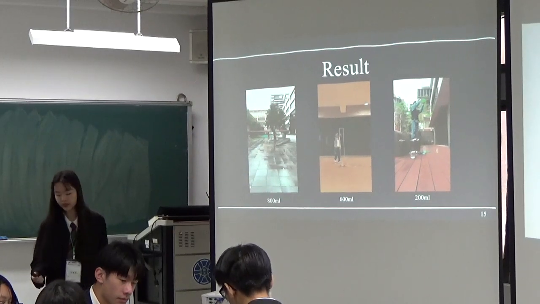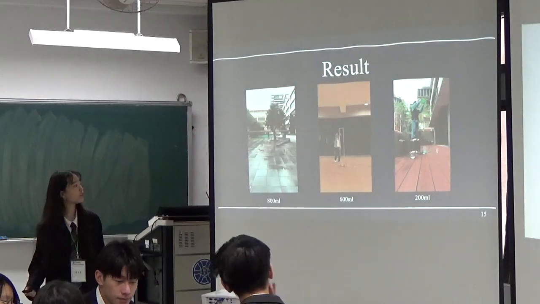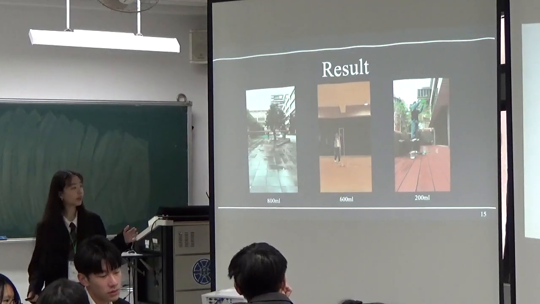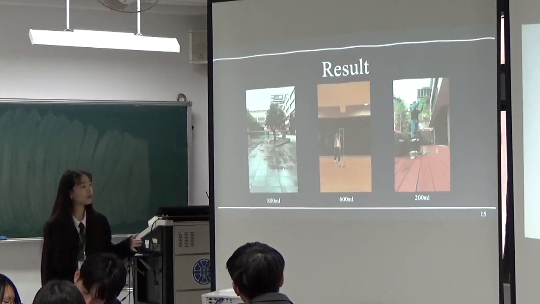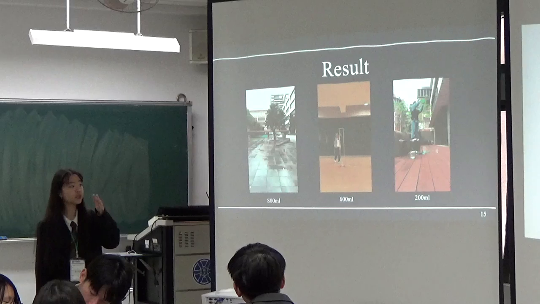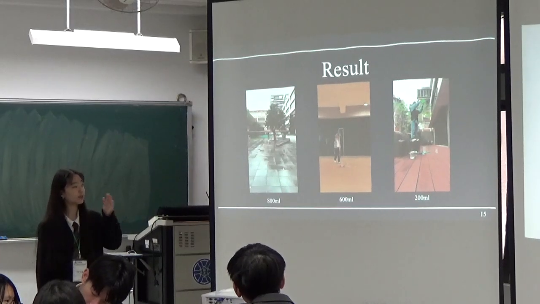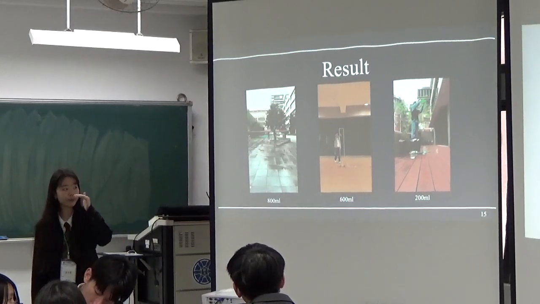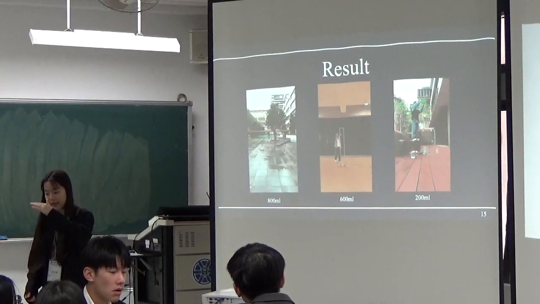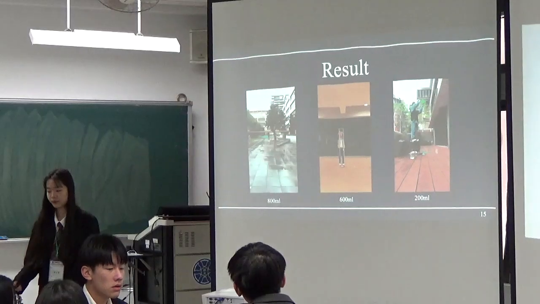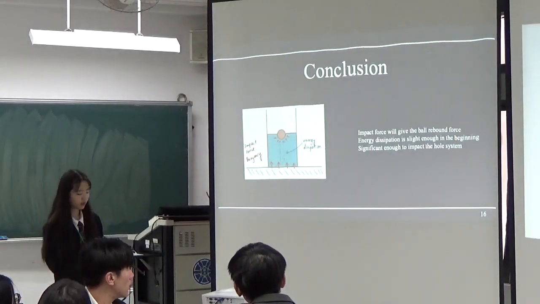So we can prove the previous graph, that the rebound height will decrease really significantly at the beginning, but become flat at last. So this is my conclusion.